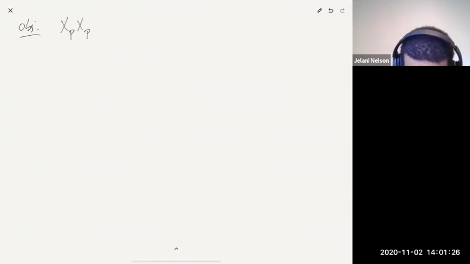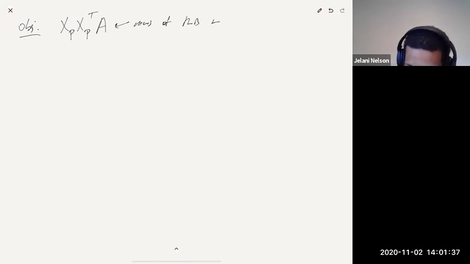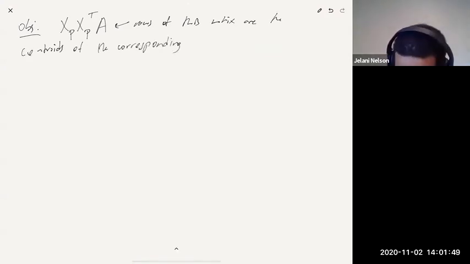So the observation is that if you look at X_P transpose and apply it to A, the rows of this matrix are the centroids of the corresponding partitions. This is just a computation, which maybe I'll let you do offline.